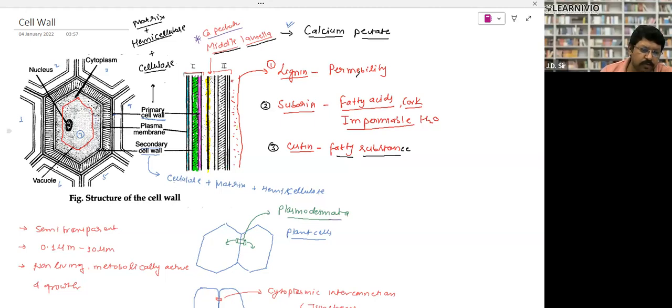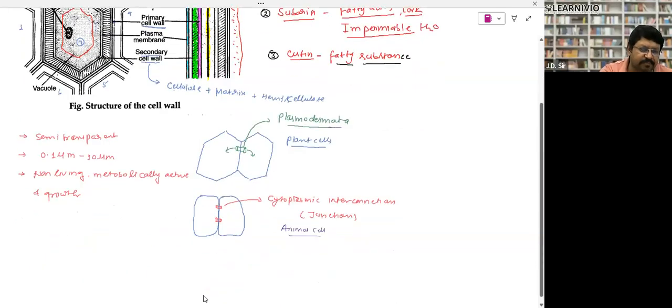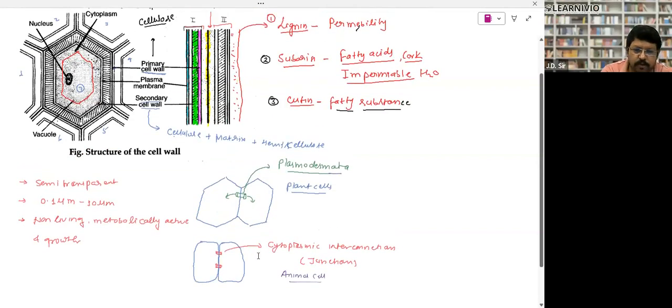So what is the cell wall and what are its properties? Cell wall is semi-transparent, right? Its thickness is 0.1 micrometer to 10 micrometer. This is non-living but metabolically active and grows, right? One more important thing: when we talk about two plant cells, the protoplasm of two plant cells remains interconnected with each other with the help of some channels. These channels are called plasmodesmata in plant cells, and these channels are called cytoplasmic interconnection or junction in animals, right? That is the difference. Both are the same thing, so functionally both are the same, but the names are different, right?